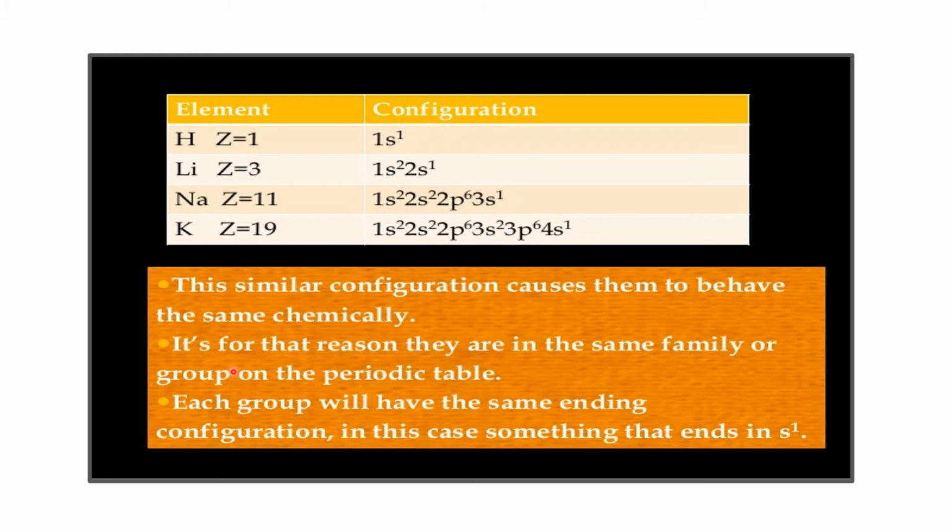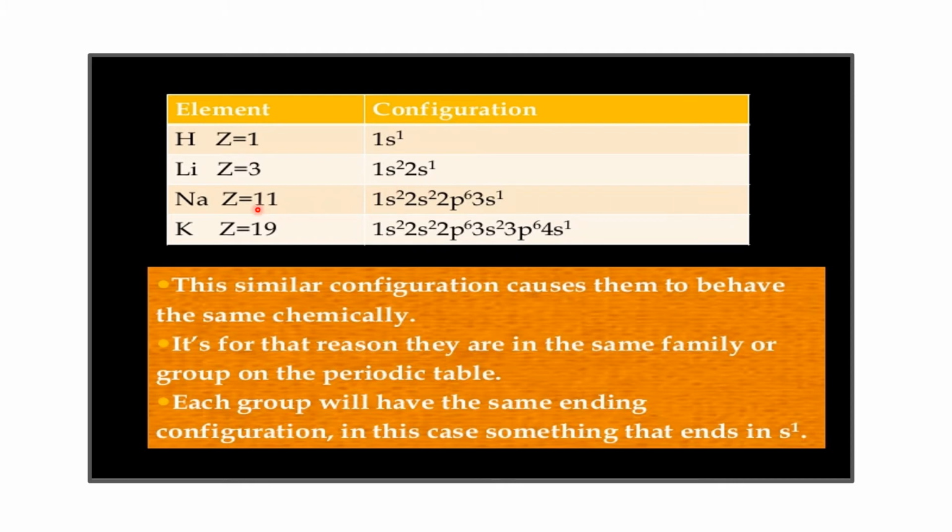So here when you take the elements of first group, group 1, you can see that the elements present in the first group are hydrogen, lithium, sodium, potassium, rubidium, cesium and francium. Now when you write the electronic configuration of them, hydrogen's atomic number is 1, so its electronic configuration is 1s1. Whereas lithium's electronic configuration is 1s2, 2s1 because its atomic number is 3. So here the electronic configuration is 1s2, 2s1.